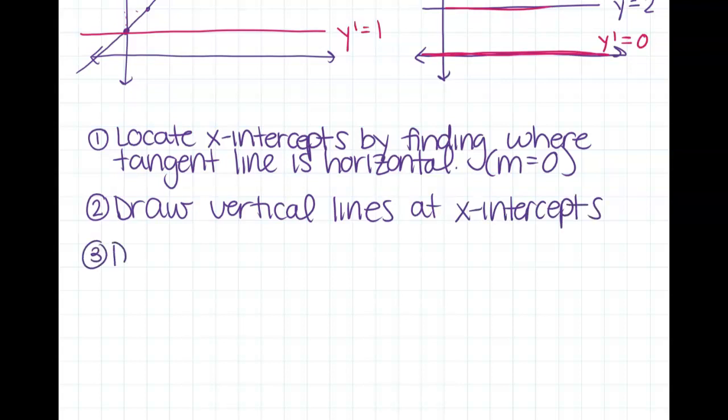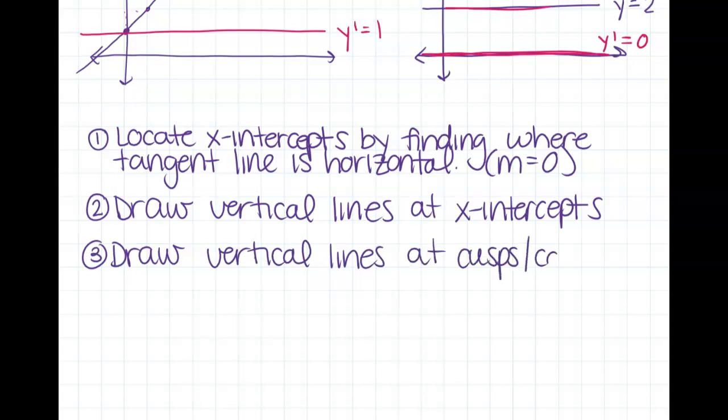Then we draw vertical lines at cusps and corners. So cusps, when the graph does like that, and corners are more like that. But essentially, if it comes to like a point anywhere, you can't take the derivative there. It's a cusp or a corner.